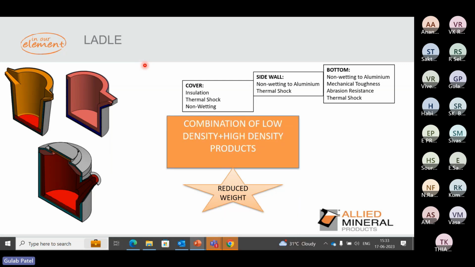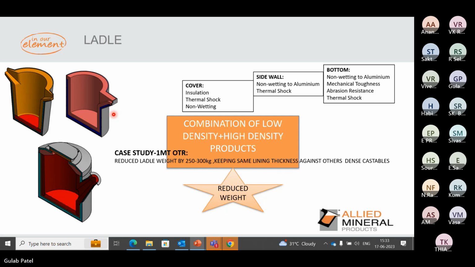It is a combination of low density and high density products installed into the whole system, and that can be achieved. There is one case study we have done, a 1 metric ton road transport ladle, where without affecting the steel shell dimension and without affecting the inner volume, 250 to 300 kg of weight was reduced by selecting the combination of low density and high density products.